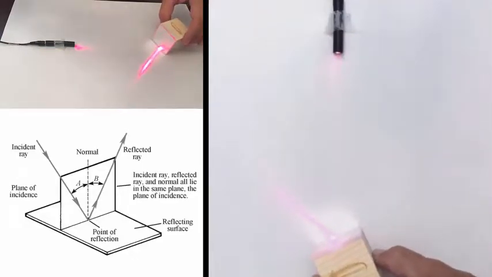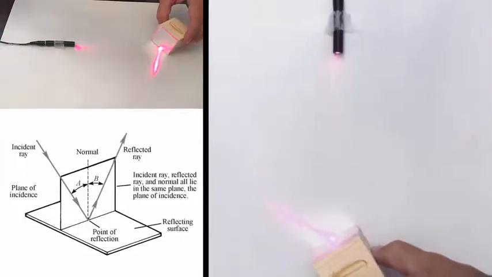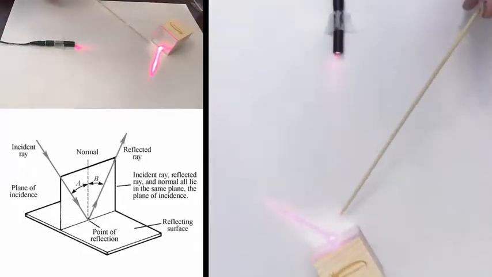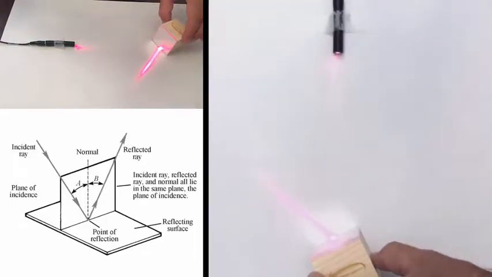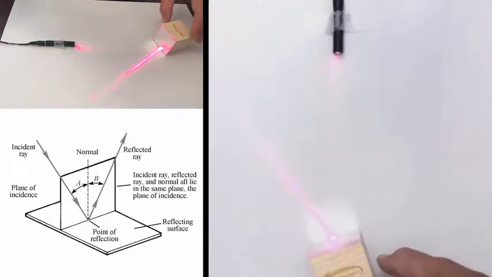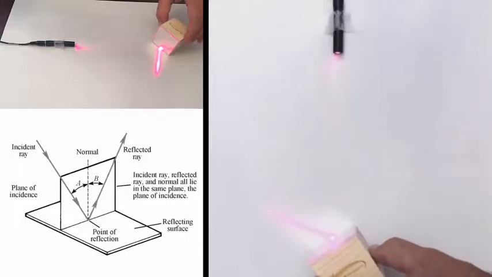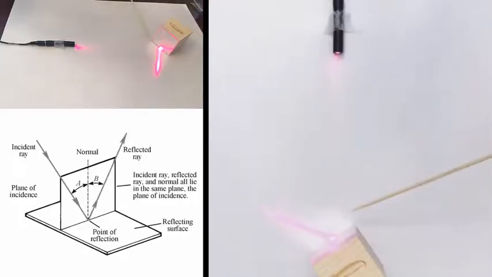You can see that when I turn this wooden block around, we are producing the reflection off of the mirror, and the angle or direction of the reflected light ray is changing. So we are going to position this mirror at a specific angle, maybe about 45 degrees, and then we are going to trace the path of the incident beam and the reflected beam, and measure the incident and reflected angles to see if the law of reflection holds.